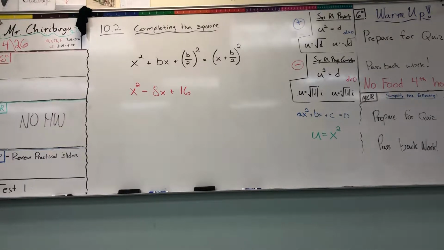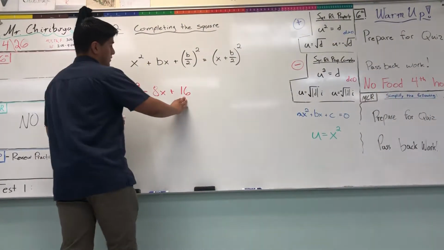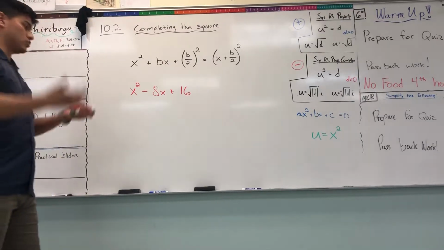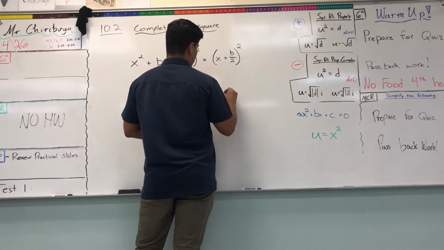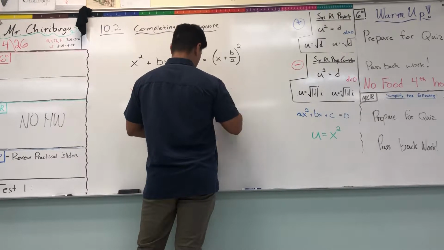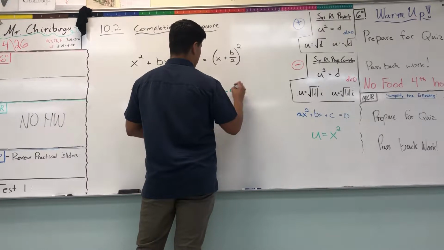Does that make sense? Super easy, right? So far. Now all this is saying is that when you have this, it's going to equal that. So it's going to equal x plus b over 2 squared. So that would be x plus... -4. Yeah, so x minus 4 squared.